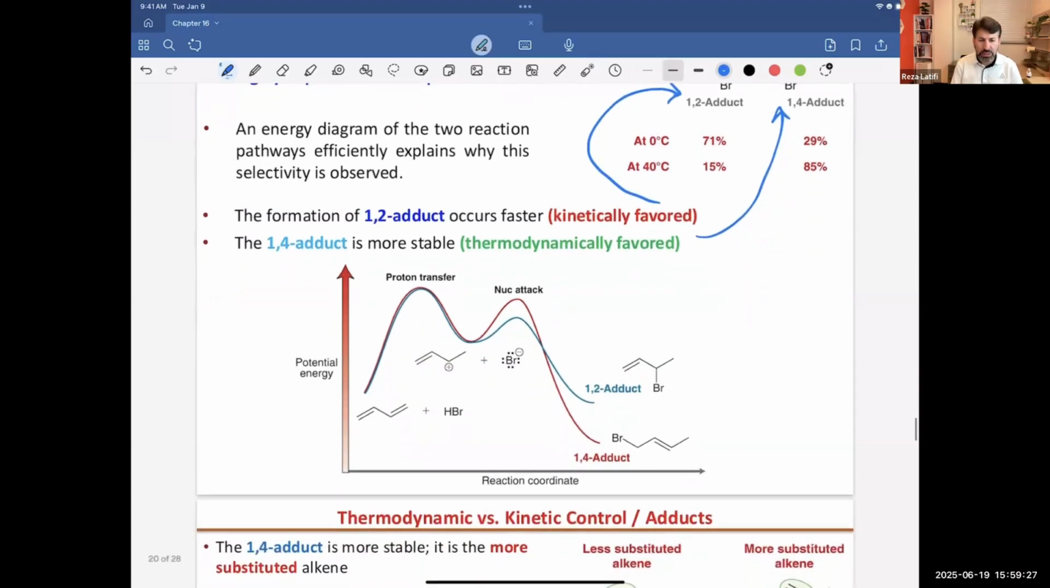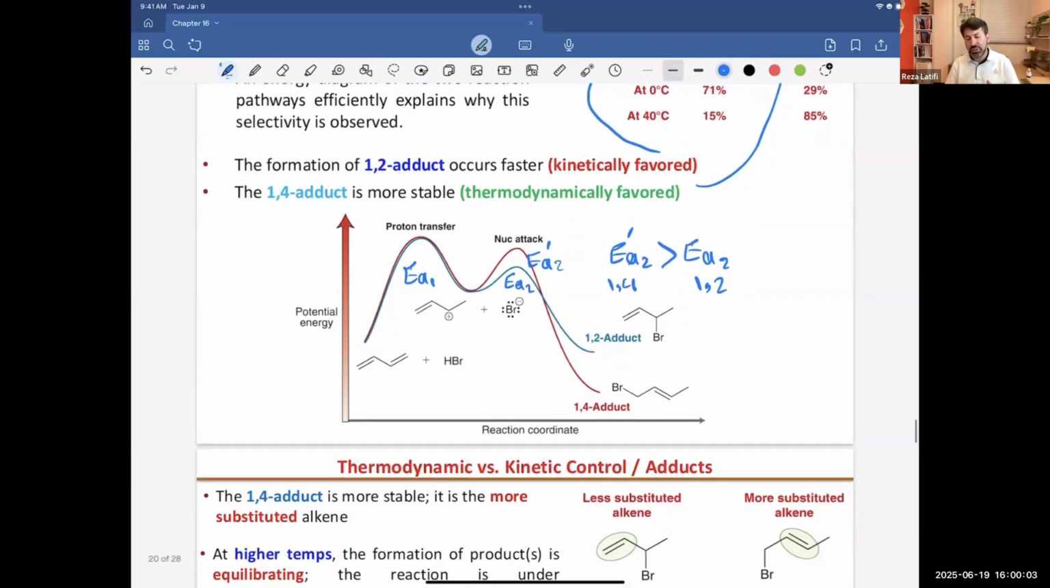And I told you the first activation energy for both of them will be the same, but the second activation energy for 1,2 is smaller than the activation energy for 1,4. So the activation energy for 1,4 is bigger than for 1,2. This one is 1,4, while that one is 1,2. Because 1,2 has smaller activation energy, it will be faster. You will get more of it if the temperature is low.